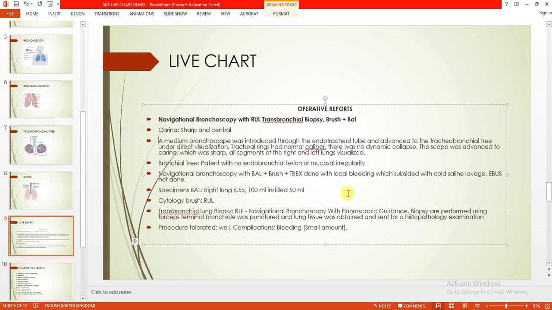Okay, so first one is what is bronchoscopy. Next one is what is BAL. Next one is what is navigational bronchoscopy. Next one is what is cytology. Next one is what is histopathology. And next, a very important guideline is bleeding control.